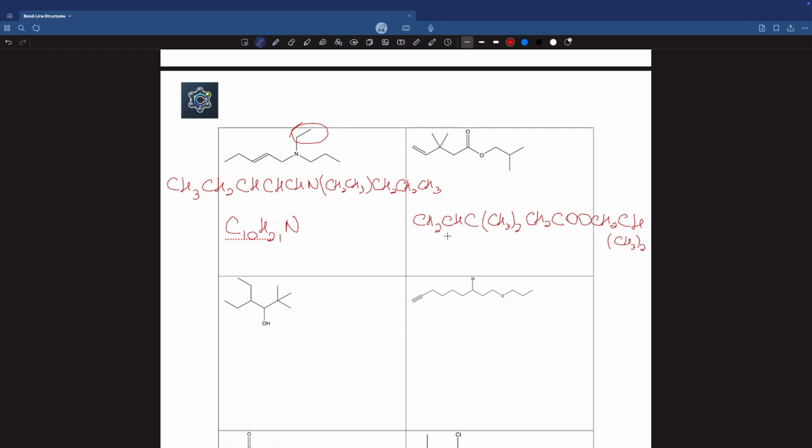And if you counted up all your carbons, hydrogens, and oxygens, you should get C10, H20, and O2. Or, other ways, you can write OOH and remove one of the hydrogens from here.